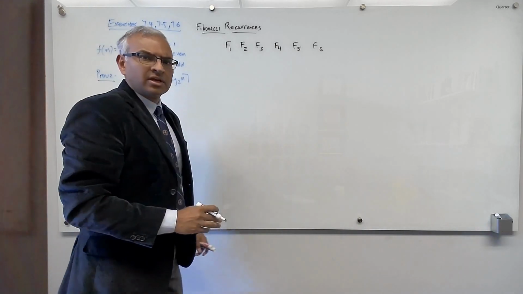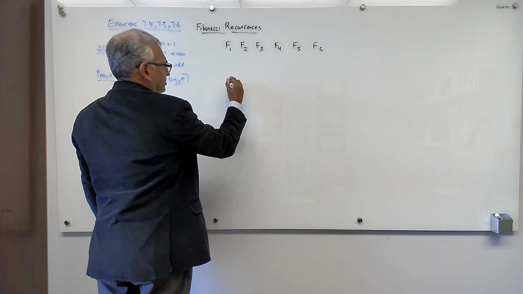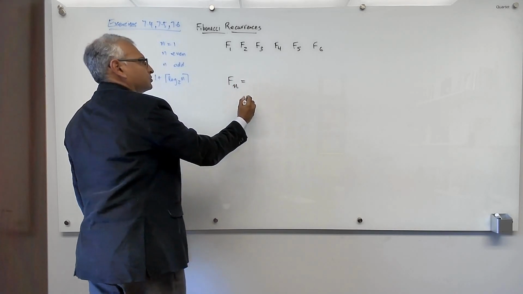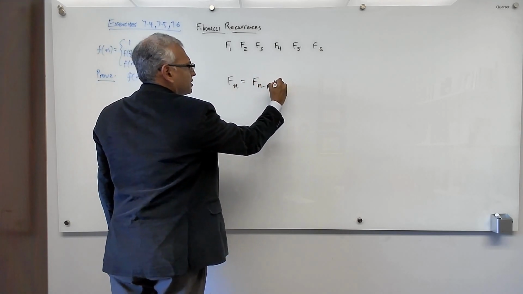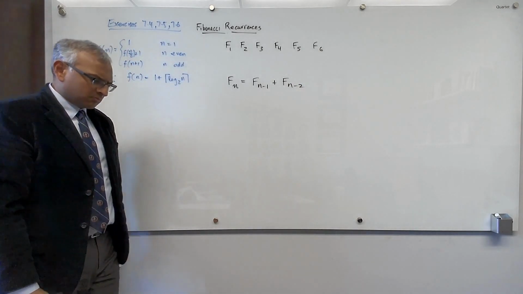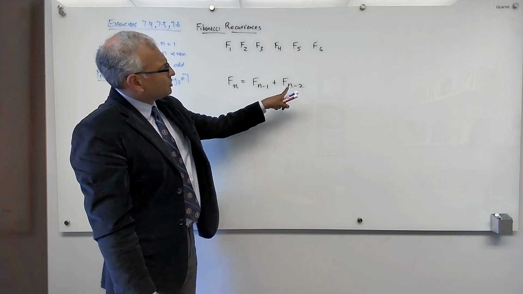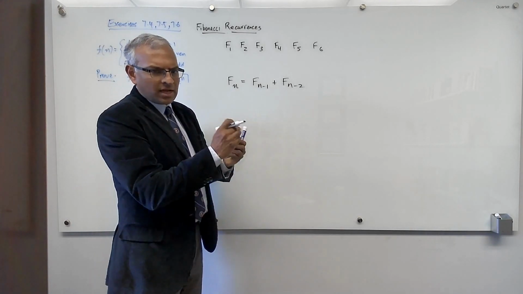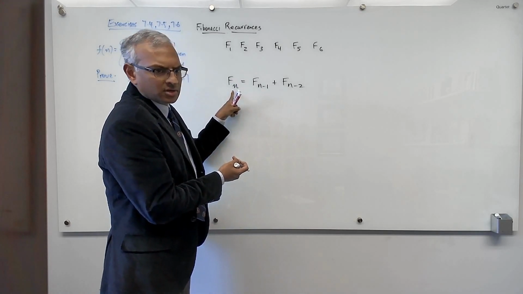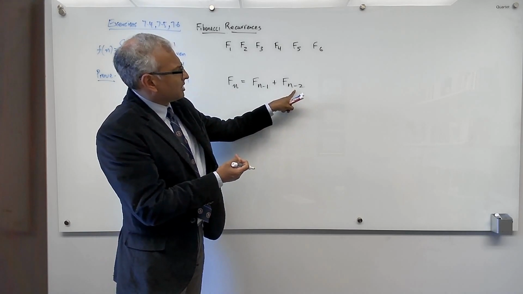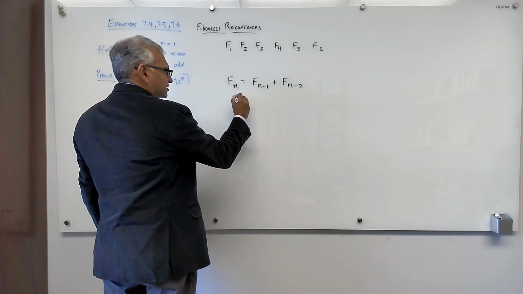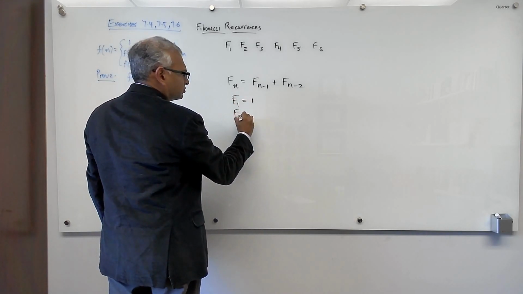Now the Fibonacci recurrence is as follows. It says that f sub n is equal to f sub n minus 1 plus f sub n minus 2. What this means is that in order to compute f sub n, I need to know f sub n minus 1 and f sub n minus 2. If I can compute f sub n and f sub n plus 1, then I can compute f sub n plus 2. And the fact that you need n minus 2 to compute n suggests that you need two base cases. So the base cases are f1 equals 1, f2 equals 1.